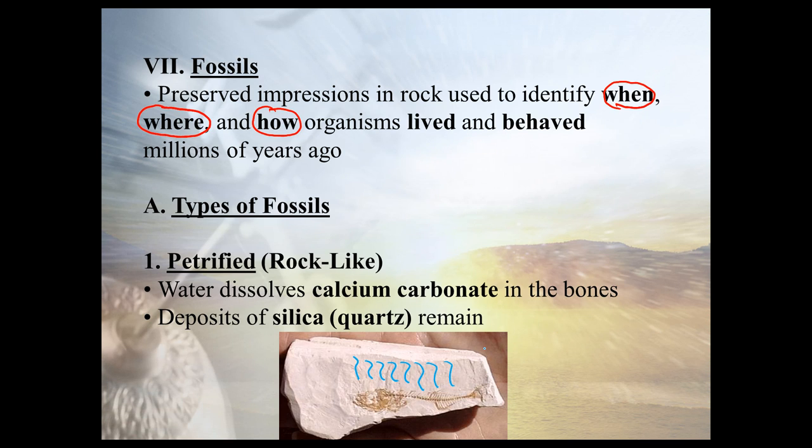So in the picture I see here, that rock-like fossil of the bones of the fish is what's left over after the water has taken away the calcium carbonate from the bones. And again, silica or quartz is what remains left over. That's the rock that's left over, the petrified rock.